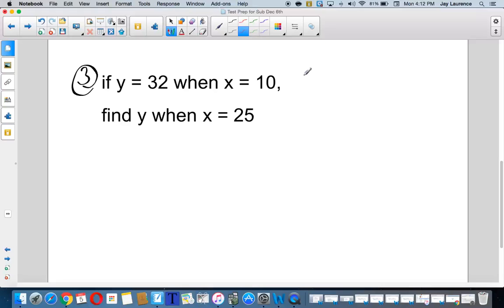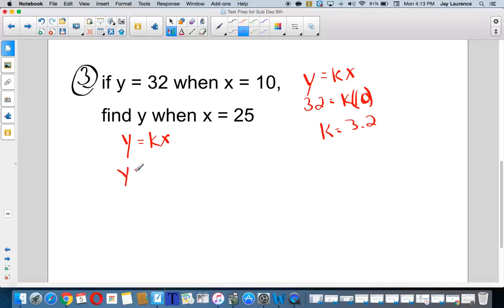Here it comes. So y equals kx. 32 equals k times 10, right? k is going to equal 3 and 2 tenths. I went decimal on that one. Yeah, I did. Why? Because I thought it'd be easier.